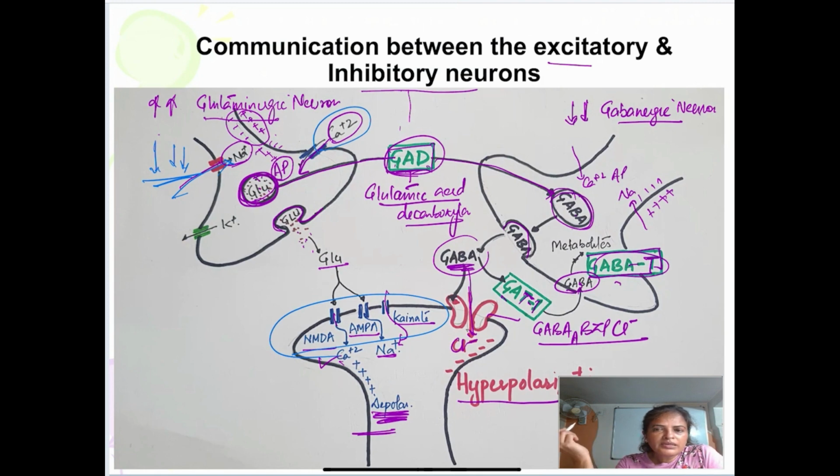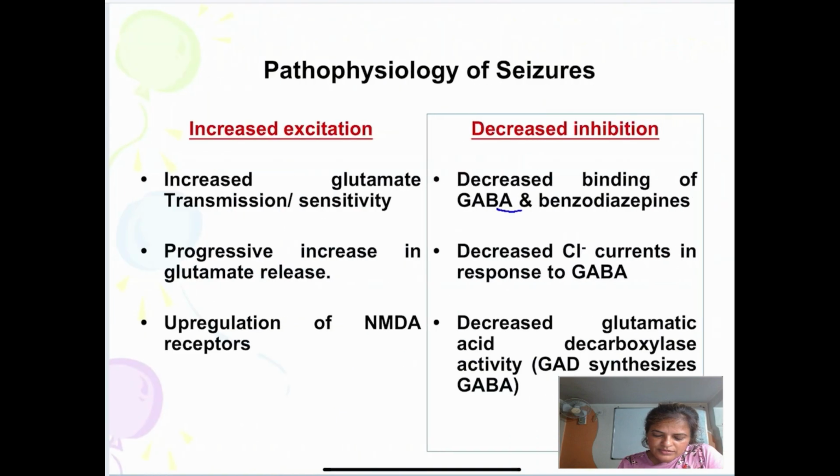And the other way is that anti-epileptic drugs are going to increase this GABA transmission. So they may be GABA mimetic or GABA facilitatory. They may increase the synthesis of GABA, they may decrease the degradation, they may decrease the reuptake. So they are going to increase the GABA transmission. This is how the anti-epileptic drugs are going to act.